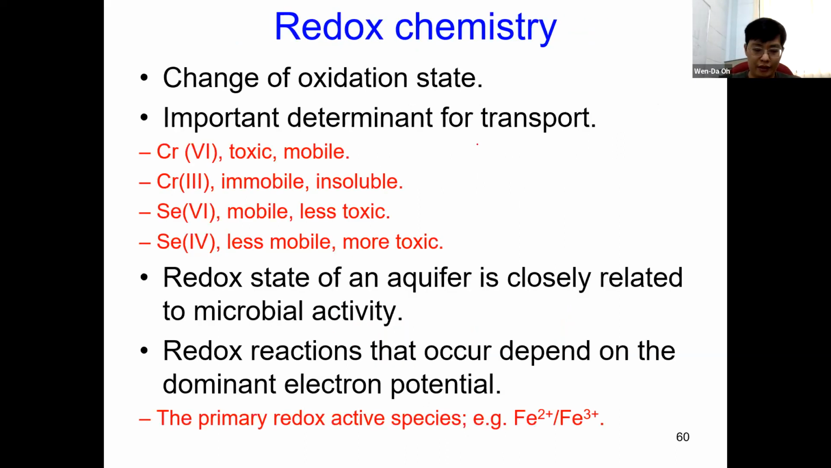And then one thing that is important in the transport is the redox chemistry, and the oxidation state itself is quite crucial because it can determine whether it's mobile or less mobile. If it is chromium-6, it is toxic and mobile, whereas if it is chromium-3, it is less toxic and immobile. So it depends on the oxidation state in terms of the toxicity of the heavy metals.